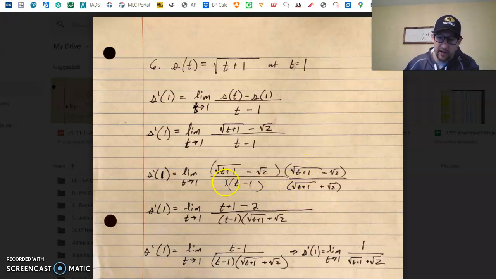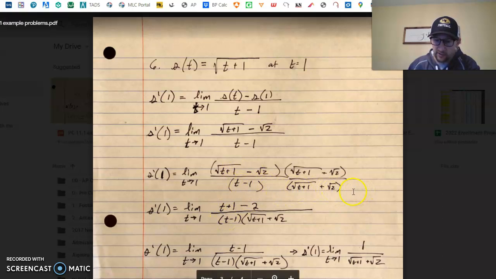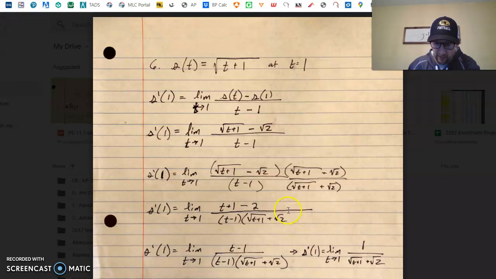In the denominator, I could have distributed, but I don't want to, and here's why. I leave it as t minus 1 times that weird radical expression, and I apologize for forgetting to put the end of the parentheses right here, okay? Hopefully my little mouse will suffice.